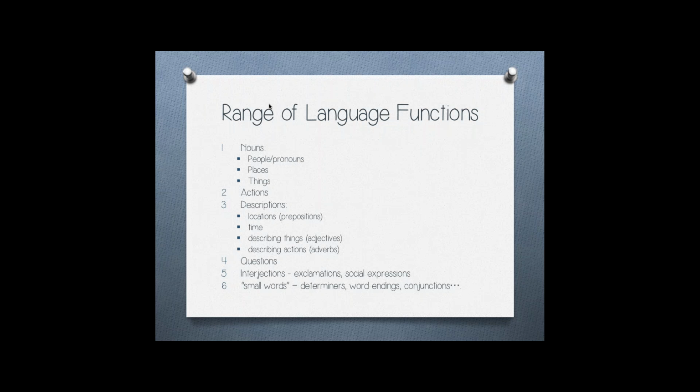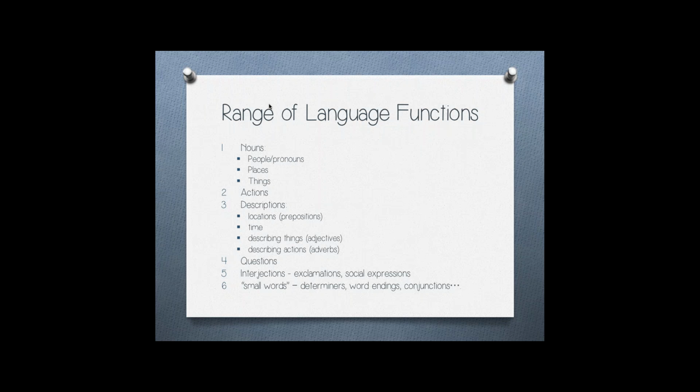So do you have nouns? And we'll talk about the role of nouns, but nouns are fine to include as part of a system, just not predominantly nouns. So people, places, and things. Are there action words in your system? Are there description words in your system? So location words, time words, describing things and actions, your adjectives or adverbs. Are there question words? Are there interjections like exclamations or social expressions?